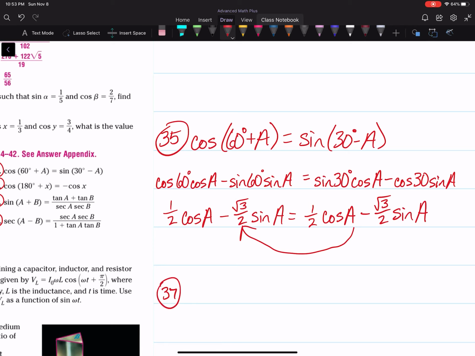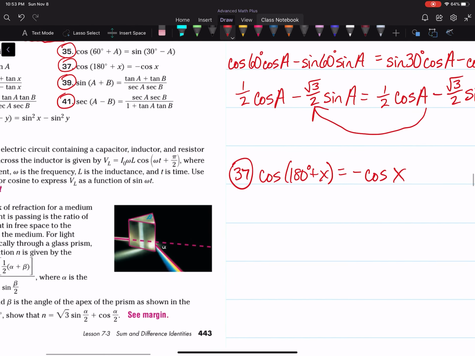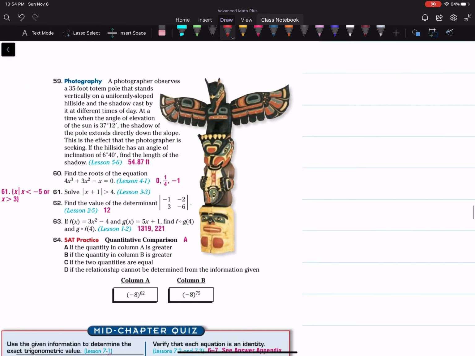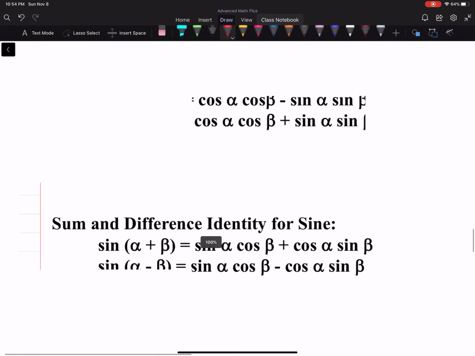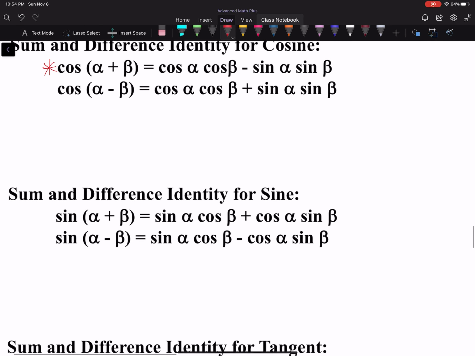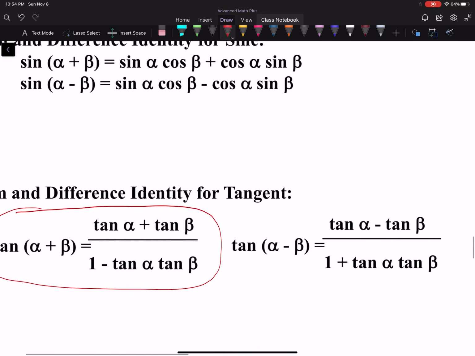37. Cosine of 180 plus x equals negative cosine x. So, again, we have a cosine and we're adding, so we're going to be doing the sum identity for cosine, which is this one right here again. We've been using all three of these basically throughout this lesson.